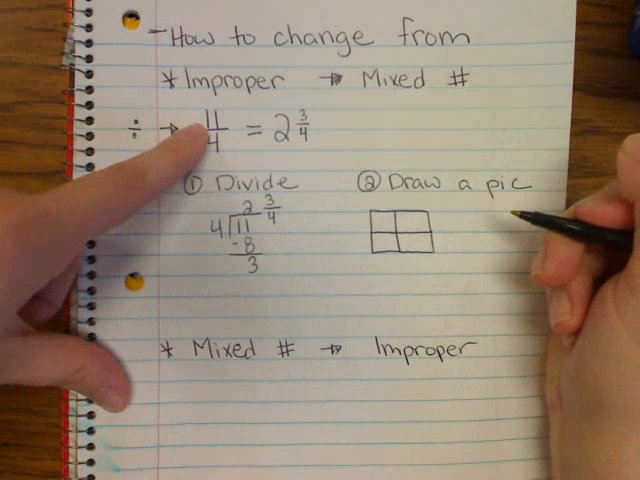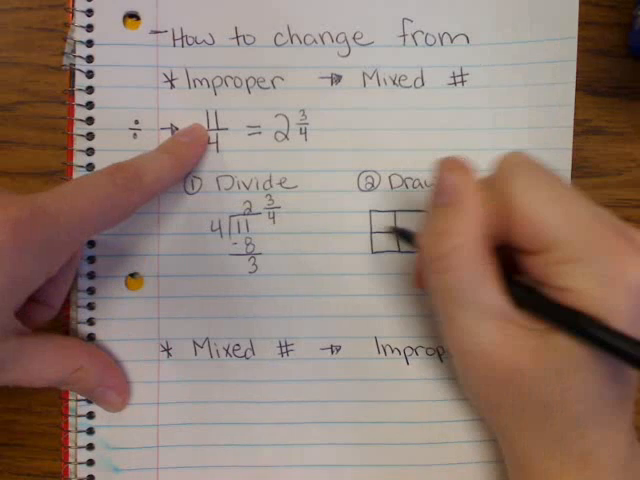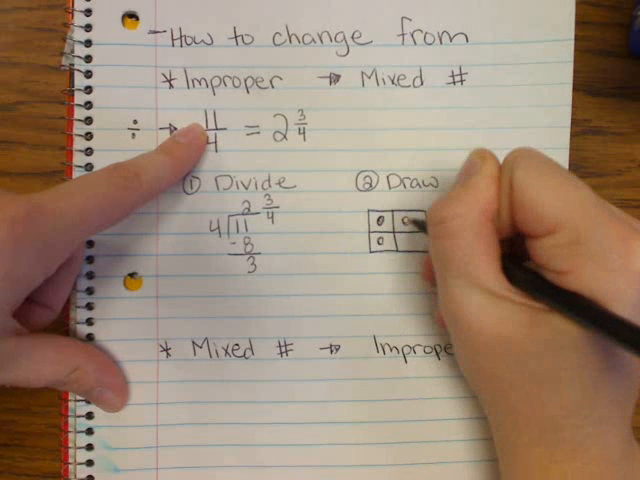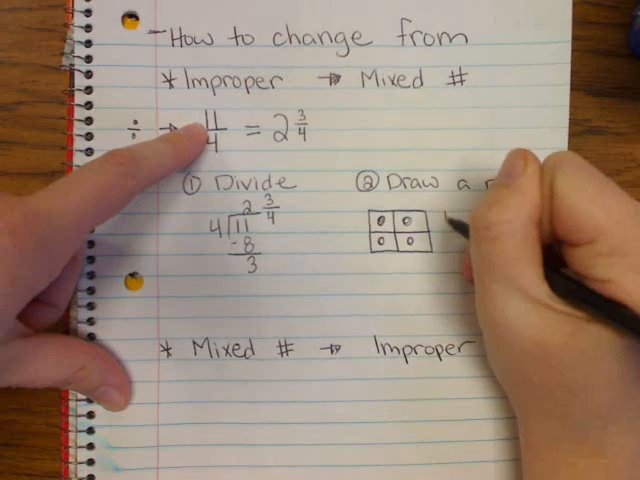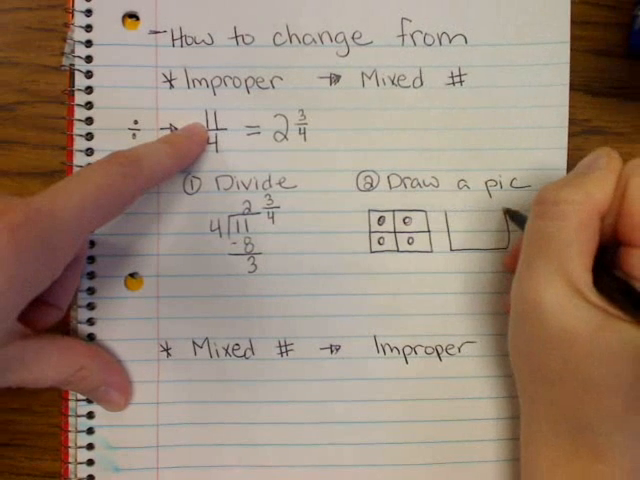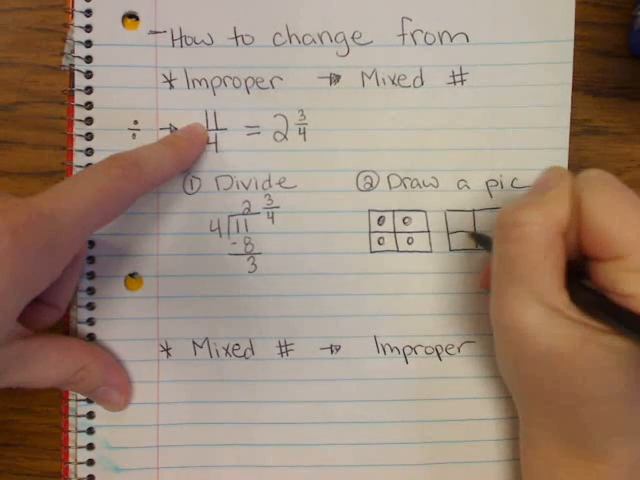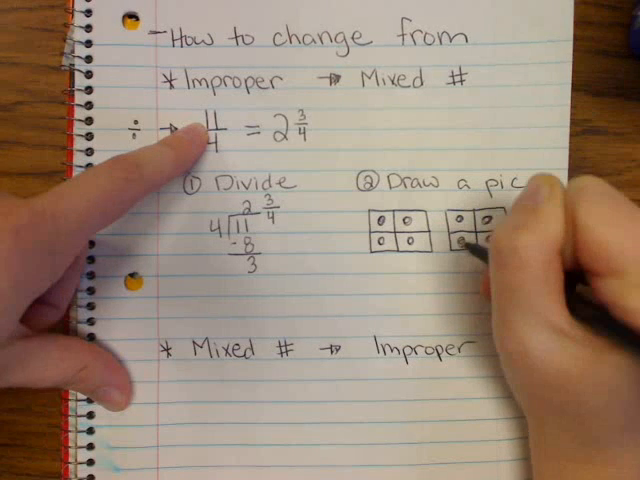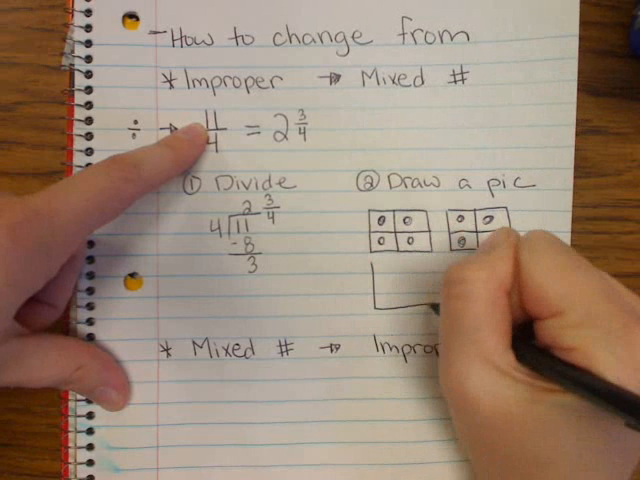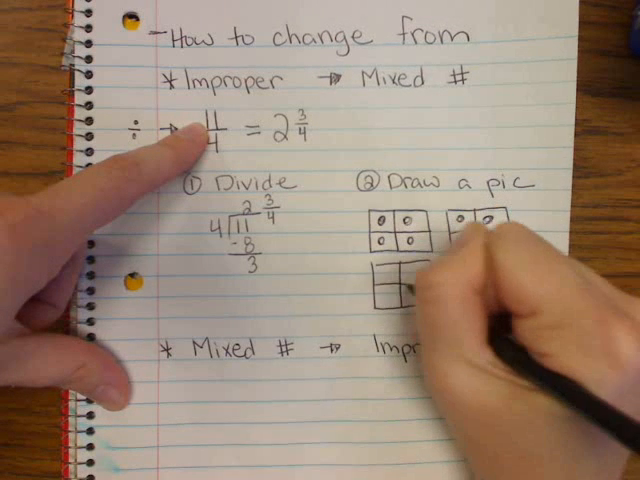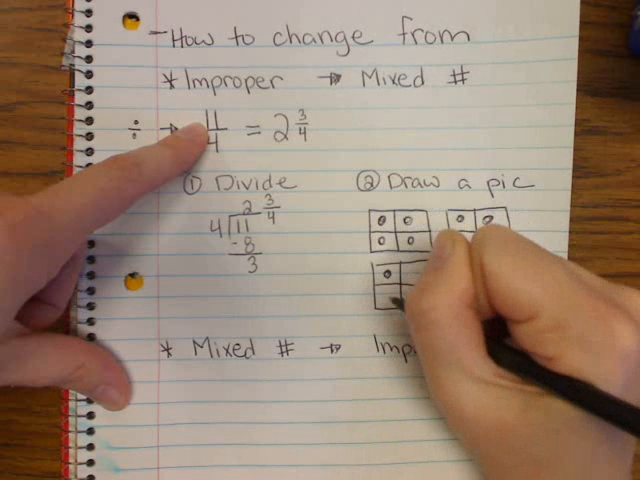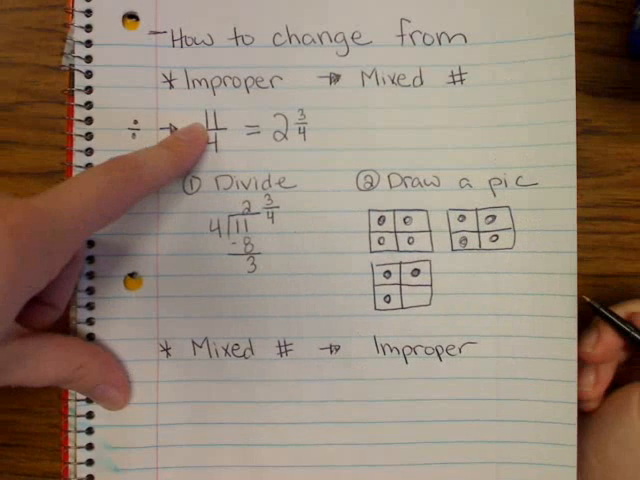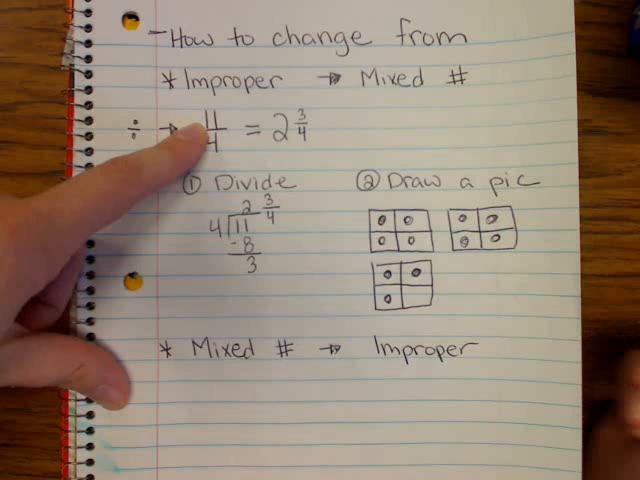The top number tells me how many I need to shade. I need to shade 11. Okay, so there's 1, 2, 3, 4. Since that's not enough, I'll have to have another whole. 4 and 4 will make 8. Still not enough. I'm going to need another whole. 8, 9, 10, 11.